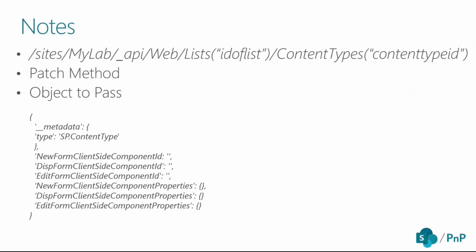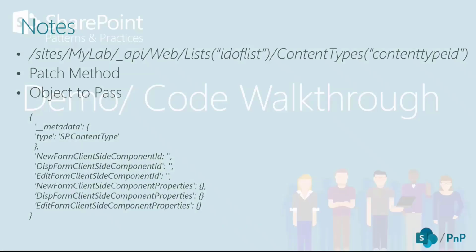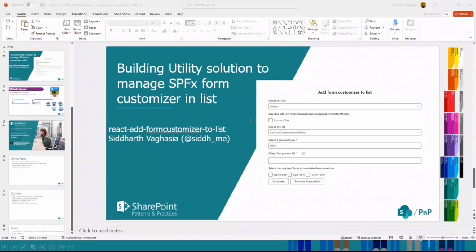With the release of the form customizer extension, we got six new properties for associating this component type with a particular content type. To do that, we can make a PATCH request, and the object we pass to that request on a particular content type is where you can set the new form client side component ID, display form client side component ID, edit form client side component ID, and the properties if you want to make your extension configurable. So with this, let's quickly see the demo.